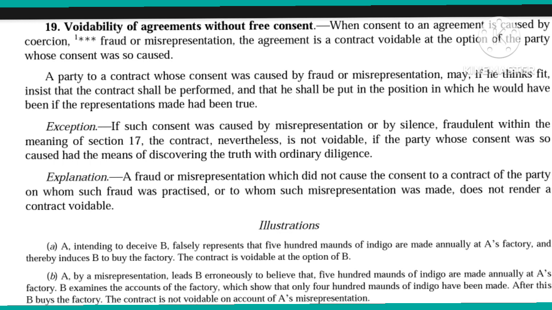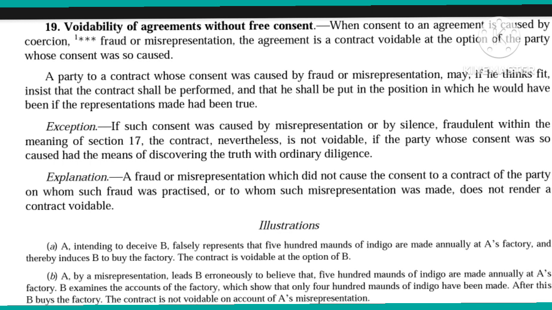Illustration A to section 19 says: A, intending to deceive B, falsely represents that 500 mounds of indigo are made annually at A's factory and thereby induces B to buy the factory. The contract is voidable at the option of B. From this illustration we can see that A intending to deceive means that the intention to deceive must already be there. So A, intending to deceive B, falsely represents certain facts to B and then induces B to buy that factory from A.